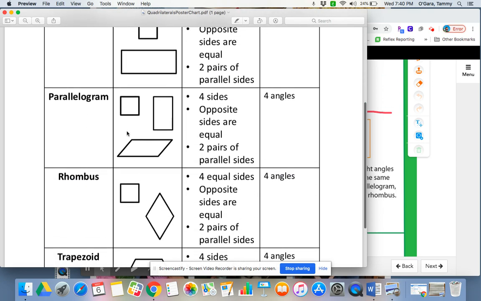I mean, look at our parallelogram here. We have a square, we have a rectangle, and we have a parallelogram here. Okay. And we also could put the rhombus in there too, as well, as a rhombus can also be a parallelogram. So use this chart. It's up on Schoology. Use any other charts that Miss Weigel gives you.